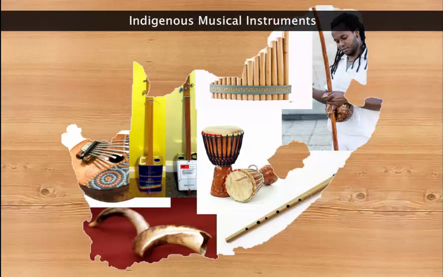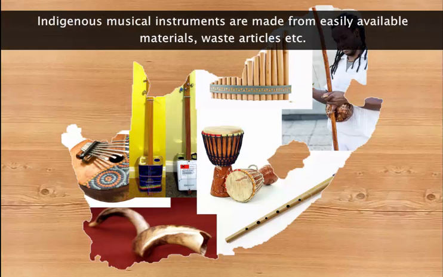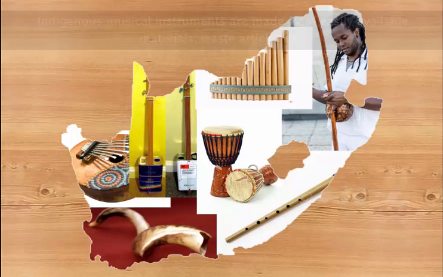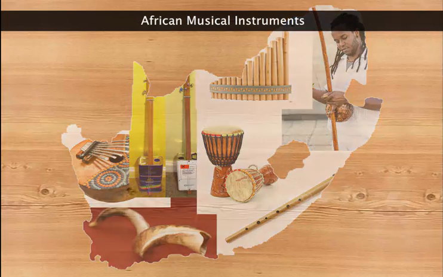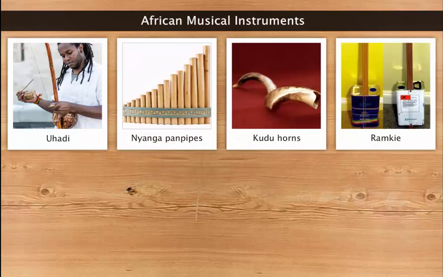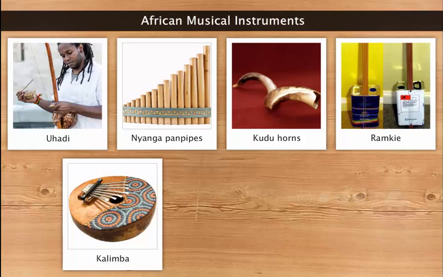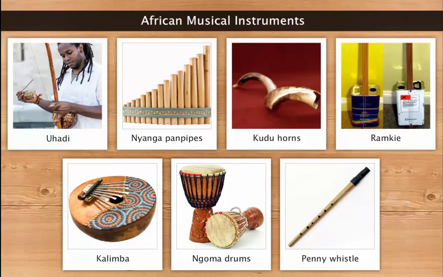There are many musical instruments in our country that are indigenous to our culture. These musical instruments are made from materials that are easily available around us, waste articles, etc. Few such indigenous African musical instruments are uhadi, nyanga panpipes, kudu horns, ramki, kalimba, ngoma drums, penny whistle.